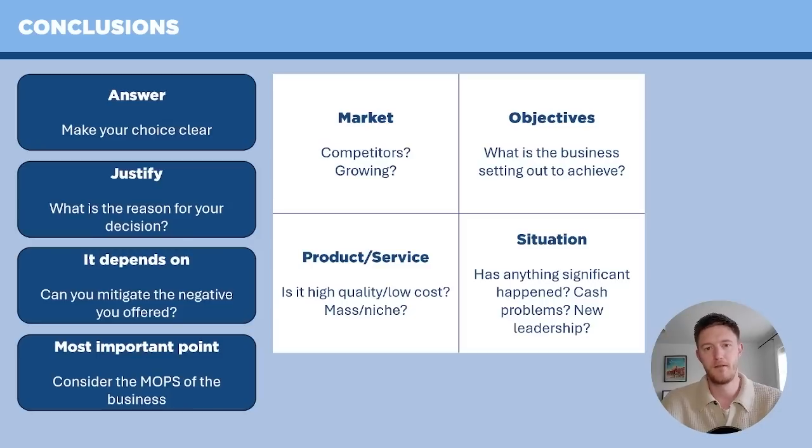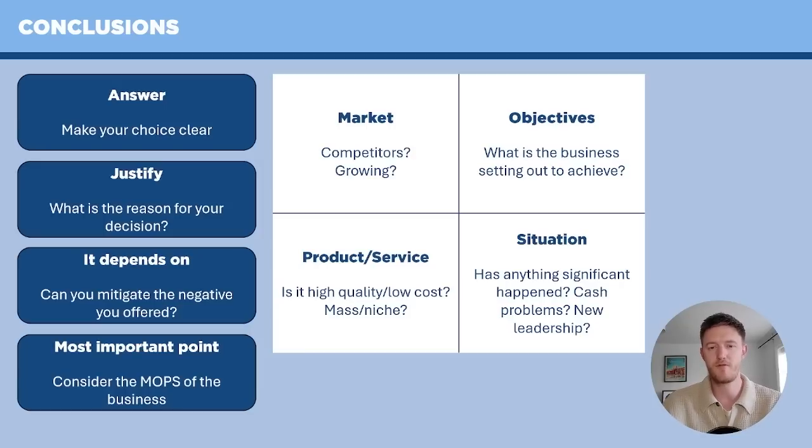Conclusions. This is the structure I like to use. I don't necessarily know if you need all four sections of this in every single conclusion. You definitely need the first three. The most important point can be just something that helps you elevate your answer a little bit further. So make your choice clear, first and foremost. Positive, negative impact. Try and use the words of the question. Justify the main reason for your decision. You want to try and avoid just repeating the point you've already made, but you need to justify why you've made that decision. Does it depend on anything?